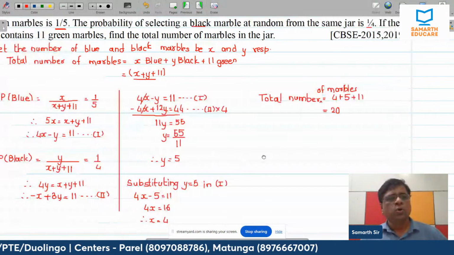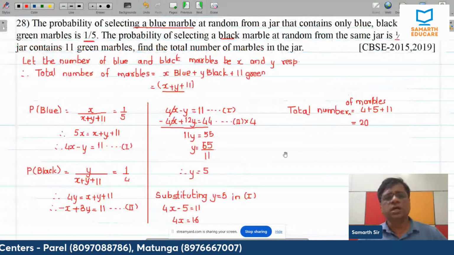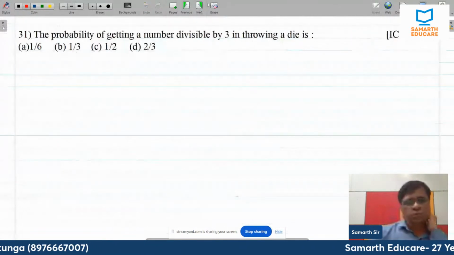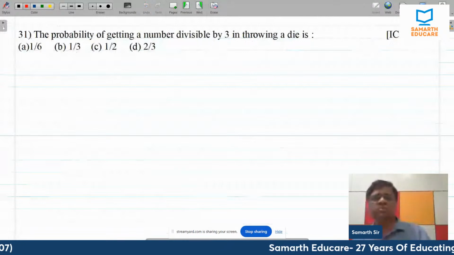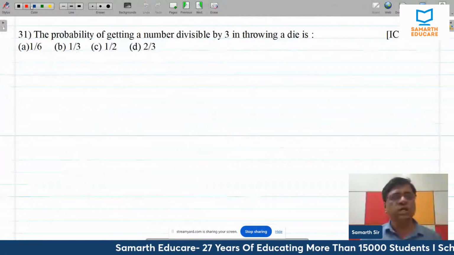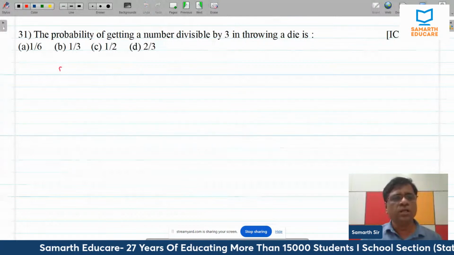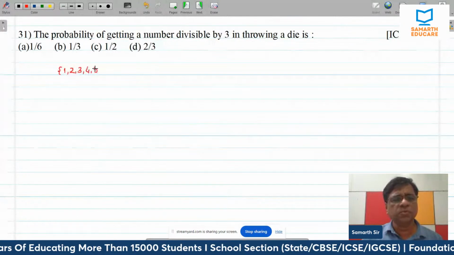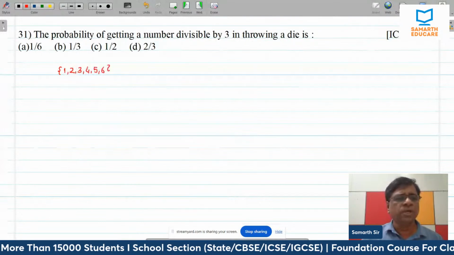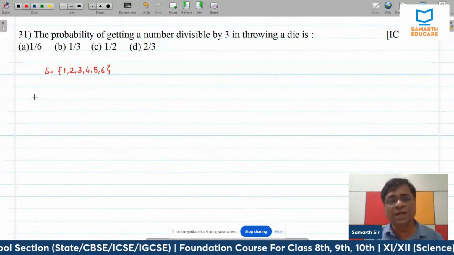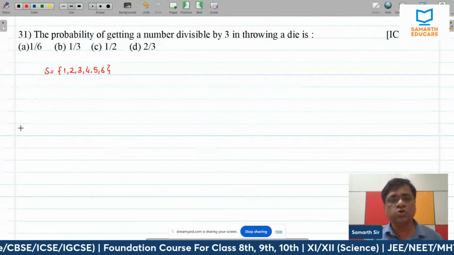Okay, now let us come to the MCQs part. That is today's class actually. The probability of getting a number divisible by 3 on throwing a die. After throwing a die, we get 1, 2, 3, 4, 5 and 6. Remember, because it is an MCQ, you need not write all the steps. You just need to solve it as fast as possible.